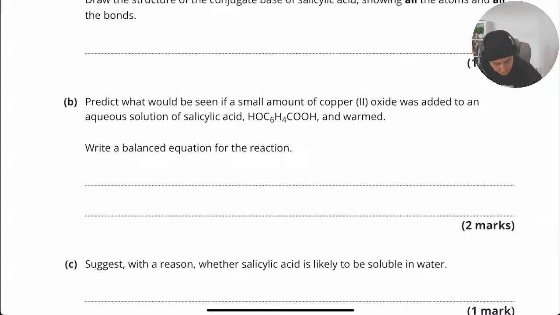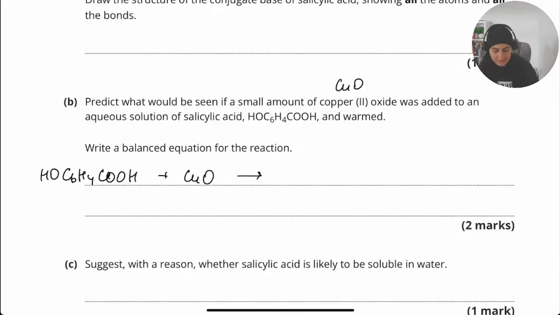Well, let's write it down. So copper 2 oxide, the formula is CuO. And the salicylic acid, they told me to write it in this form, so I will write it HOC6H4COOH, and CuO. Again, the reactive group is the COOH group, and you would just form a salt. The acidic residue, if I lose this proton, would have a charge of -1.